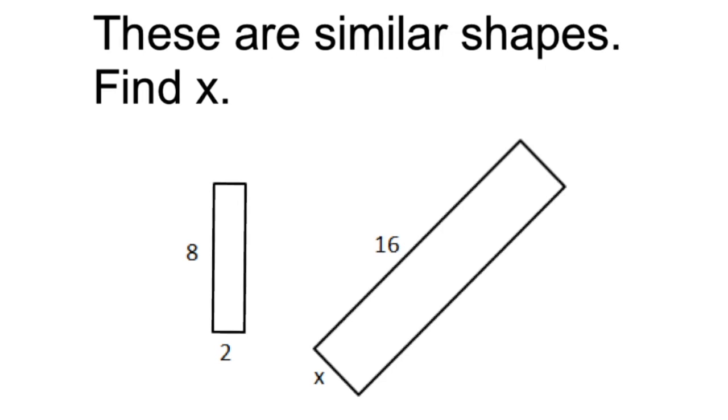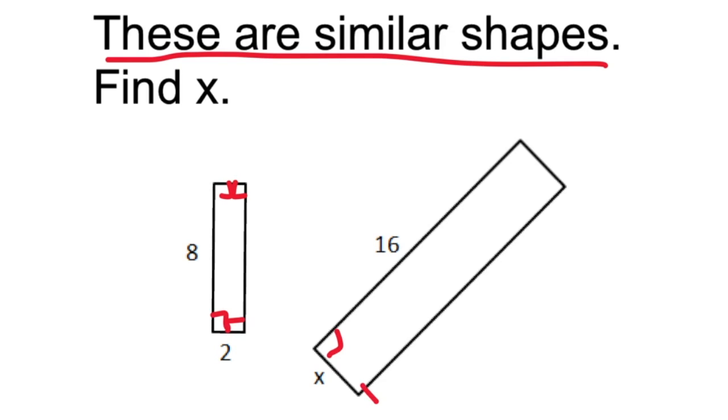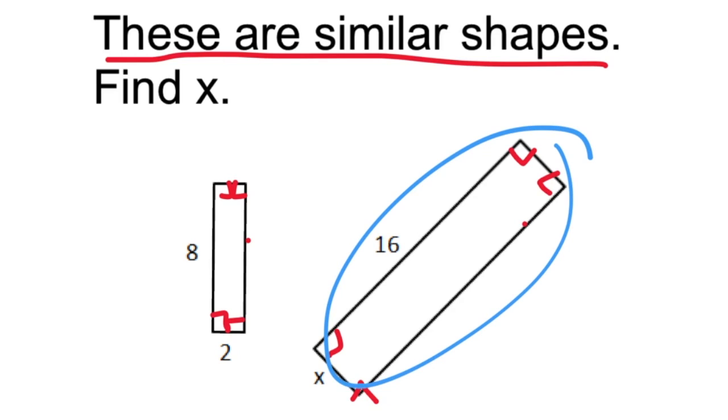So it specifically says these are similar shapes, meaning all the angles are the same. So we got 4 right angles in this one, and we got 4 right angles in this one. All the angles are congruent, but the sides are proportional. One's clearly a larger rectangle than the other. So we have to set up a proportion.